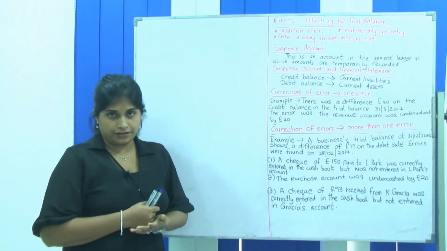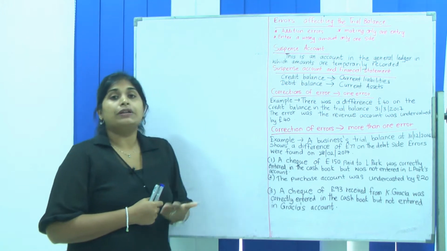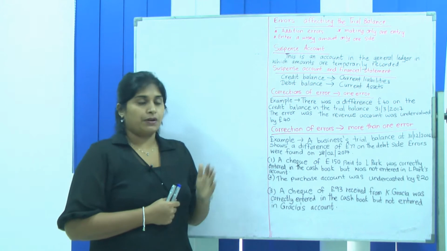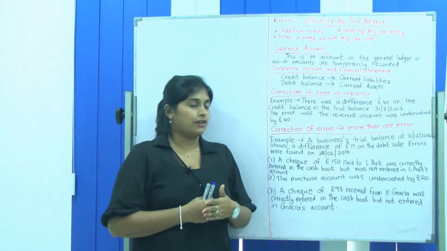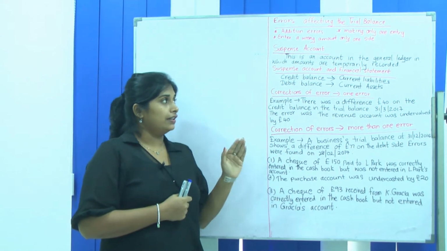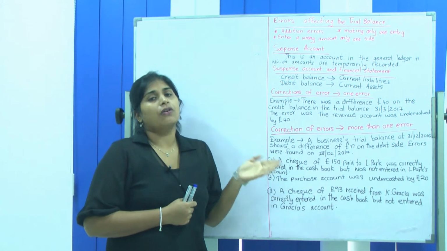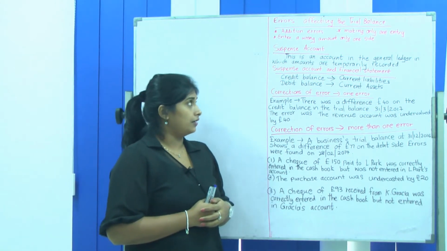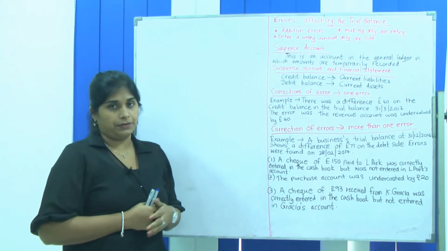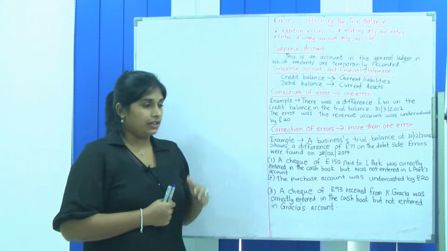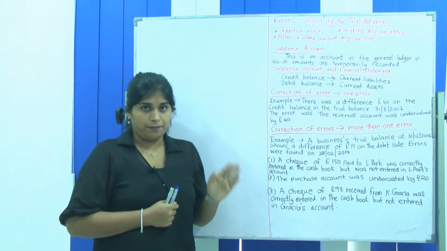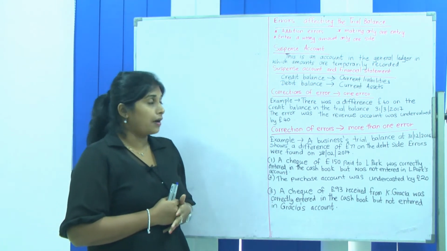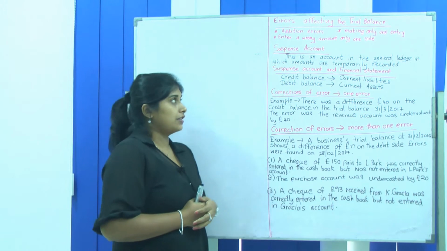There can be additional errors. There can be making only one entry. That means there are two entries, debit and credit entries, but when the bookkeeper is recording, he has done only the debit or the credit entry. Another example is entering a wrong amount only on one side. That means the amount was 50,000. He has credited 50,000 correctly, but in the debit entry he has written 15,000. So these are examples of errors which are affecting the trial balance.